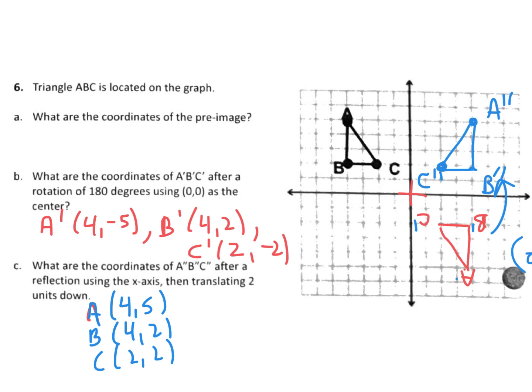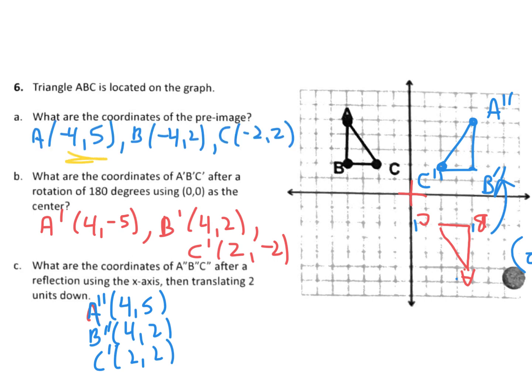Now notice that the digits are all the same. Look at A. In our original, we have -4, 5. When I rotate it, I have 4, -5. And then when I reflected it, I still have a 4 and a 5 there, but now they're both positive.